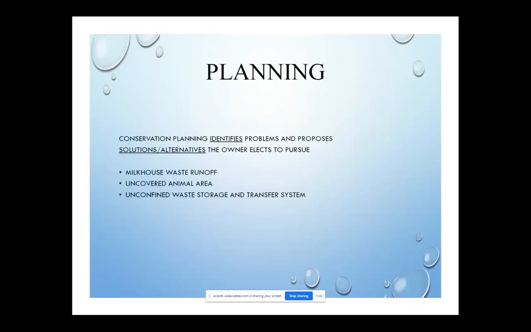So planning identifies the problems and offers solutions and alternatives that the owner elects to pursue. And as we discussed earlier today, we have to evaluate those alternatives to determine if it's something that the government, NRCS, USDA can actually help with. So today we're going to look at milk house waste runoff, the effects of an uncovered animal area, confined animal area, and a waste storage and transfer system that maybe has some losses in that system.